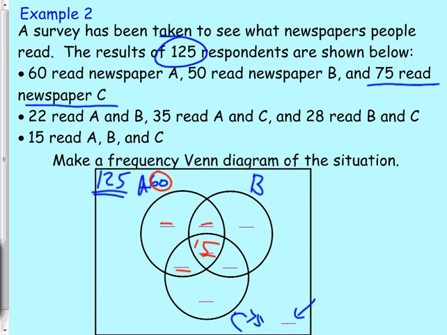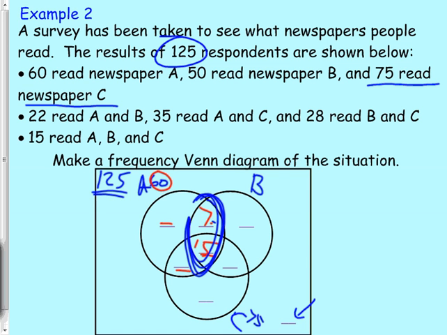Next, 22 read A and B. Now, a lot of kids make this mistake and put a 22 right there. I get how they think that. But it's 22 for A and B, and where do A and B overlap? Both of these add up to 22. So that's not a 22. That must be a 7. So that 15 plus 7 makes a total of 22. Do you get what I'm talking about?